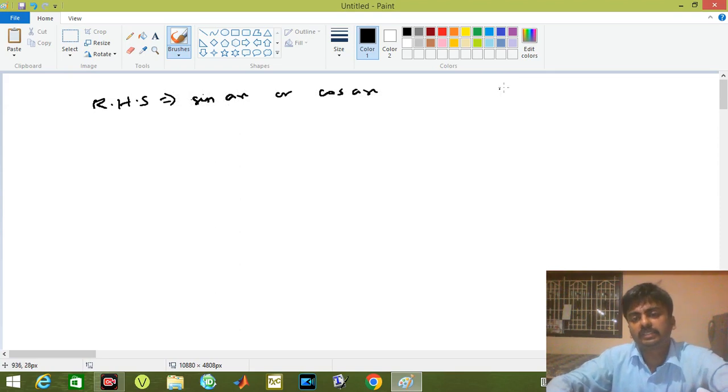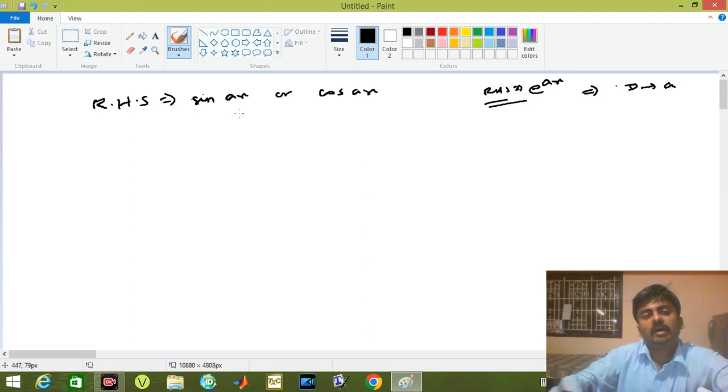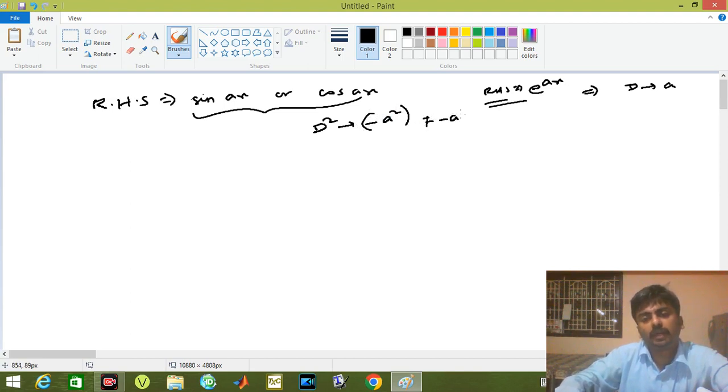Already we had discussed right hand side equal to e power x. In this you replace d by a, whereas in this you replace d square by minus a square. Don't confuse, it is not equal to minus a the whole square. Don't get confused. Okay, it is minus a square.